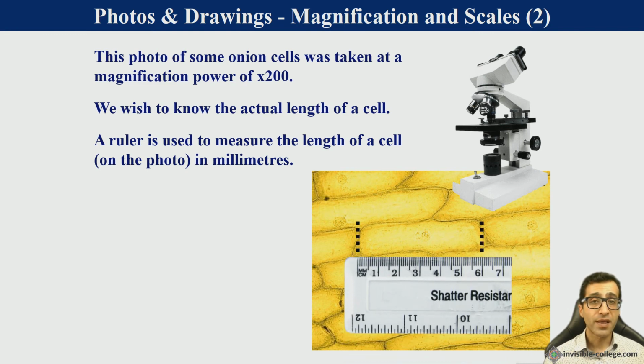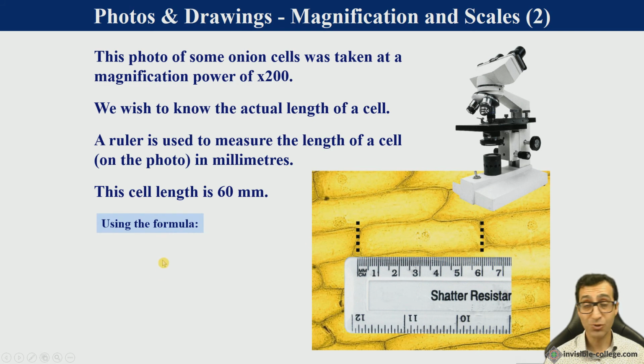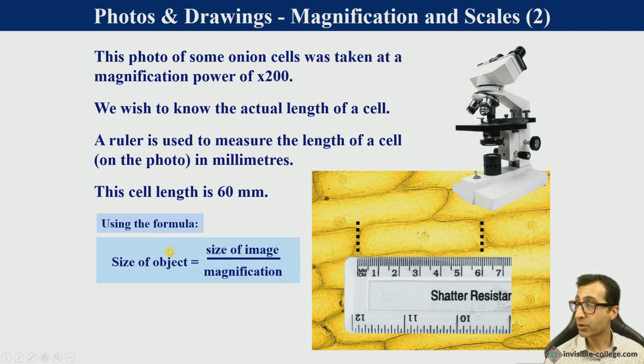And we find that this cell's length as measured on the photo by this ruler is 60 millimeters. So again, using the formula, which you should all be familiar with, this is how we calculate magnification. The size of the object is the size of the image divided by the magnifying power.